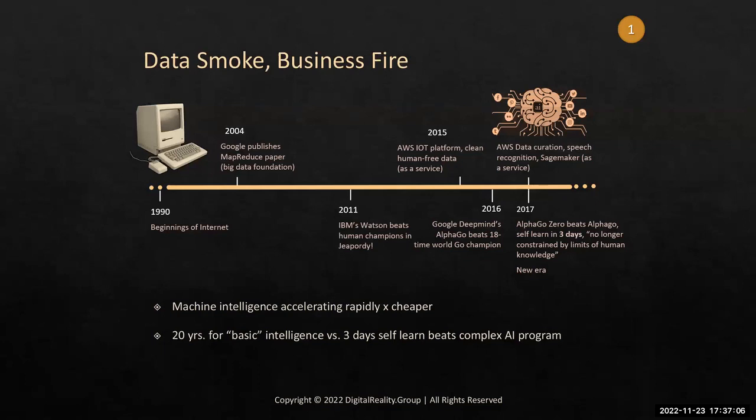And within a very short span of a year, AlphaGo Zero, which is an updated version of AlphaGo, beat AlphaGo itself, just from self-learning within 3 days. As you can see, the speed of development is really blinding. And not only does the speed go higher, the cost is also going lower. The next slide, please.